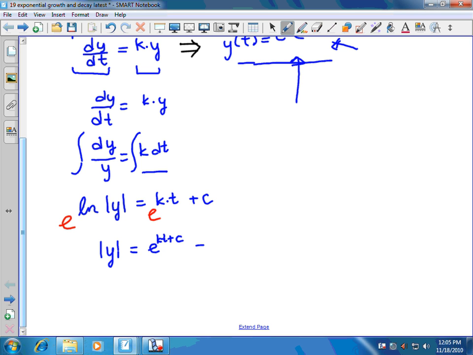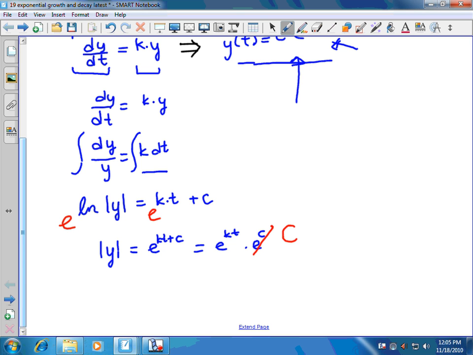I can further simplify the right hand side by writing e to the kt times e to the c. Because if you think backwards, going from here to here, if you had to combine these two expressions, you would have to add the powers, right? So that would give you the expression on the left-hand side. So that shows that we can't really split them like that. And now c is a constant, so e to the c will be yet another constant. I'm going to call that, let's say, capital C.